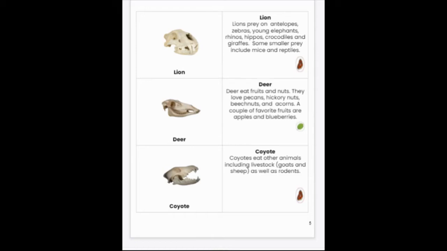Deer. Deer eat fruits and nuts. They love pecans, hickory nuts, beech nuts, and acorns. A couple of favorite fruits are apples and blueberries. Coyote. Coyotes eat other animals, including livestock, goats and sheep, as well as rodents.